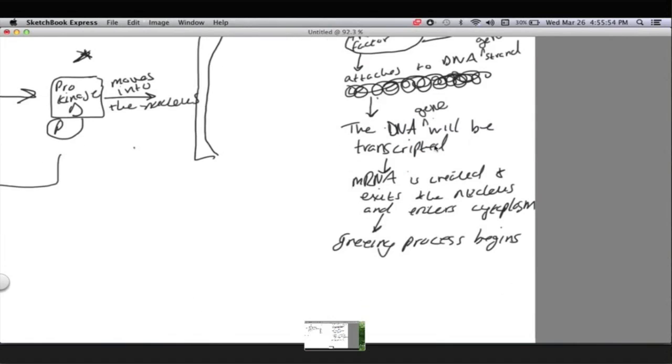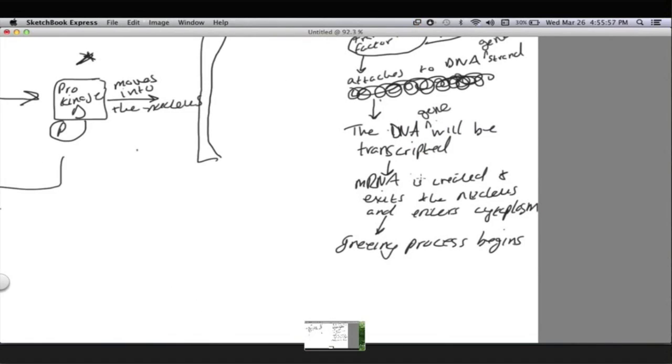Once that DNA gene is transcribed, mRNA exits the nucleus and enters the cytoplasm. Once that happens, the greening process begins. Good. Let's take that one step further. What happens to the mRNA in the cytoplasm? There was one more step that was listed on the slide. So what's the next step after the mRNA is brought into the cytoplasm? What's the name of the process that the mRNA undergoes in the cytoplasm?